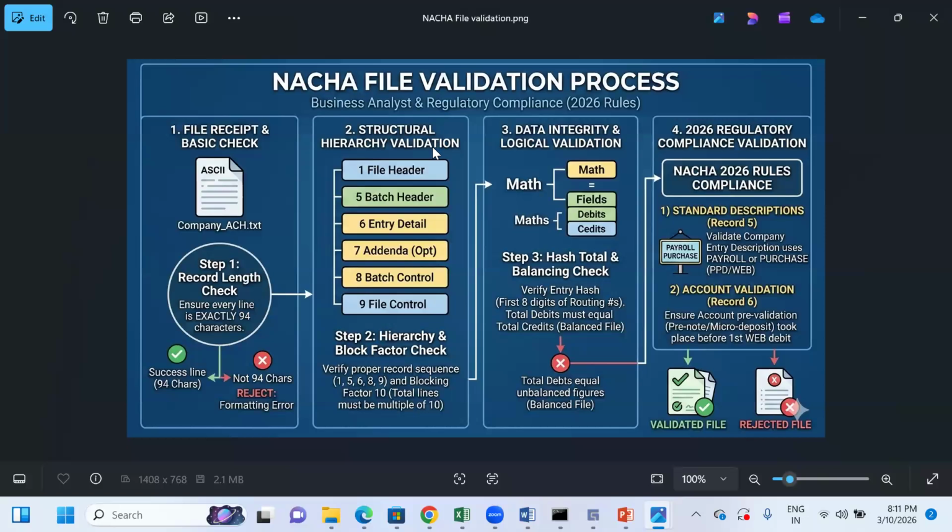After that, regulatory compliance, which depends on the company we are working with, will all be validated. So these are the four basic steps we need to know when it comes to the NACHA file validation process. Step one, the record length check. Second, structural hierarchy validation. Third, data integrity and logical validation. Fourth, regulatory compliance validation. These are the major ones.